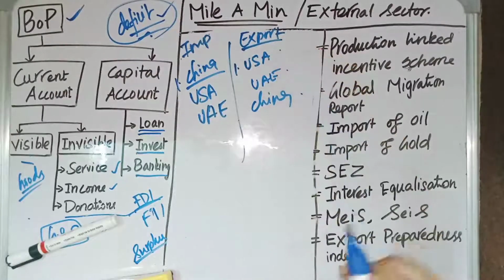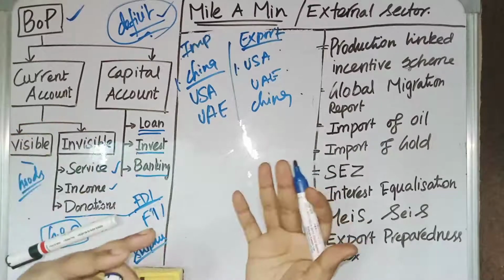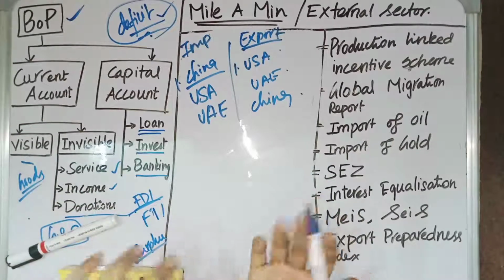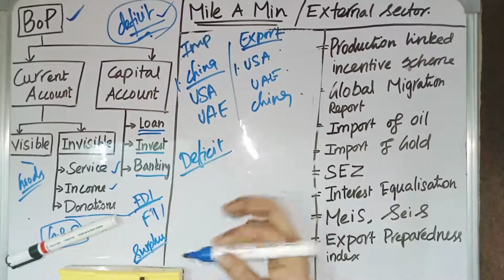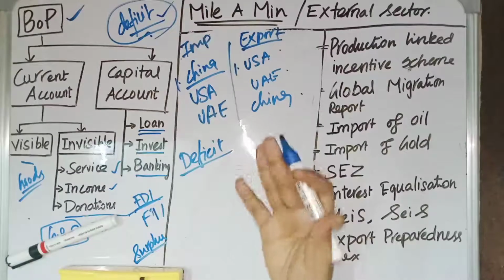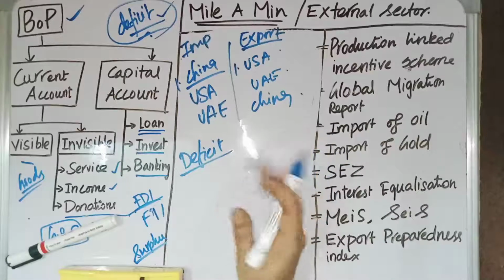USA, UAE and China is the top export source. And after this, let us see the countries with which India is having trade surplus and trade deficit. First, let us discuss trade deficit. Trade deficit means the amount of goods which we export is low compared to the amount of goods which we import from that particular country.